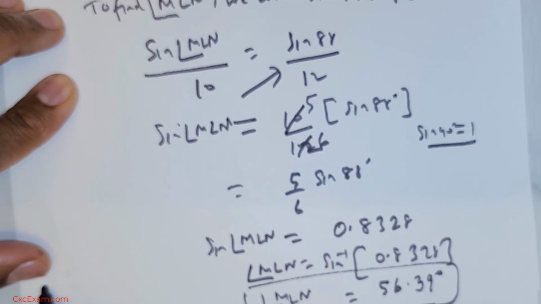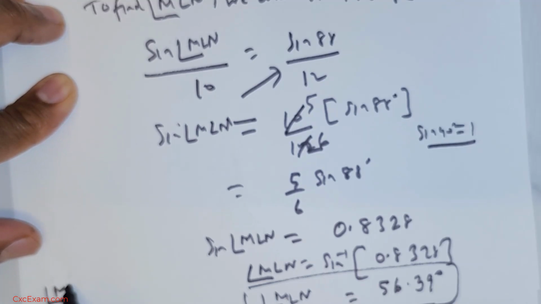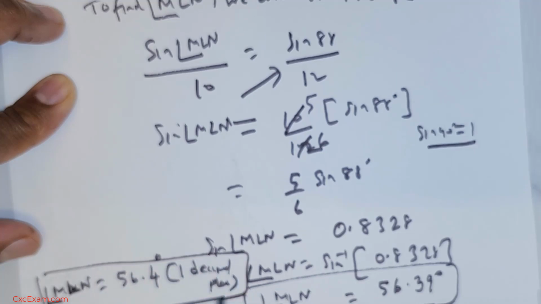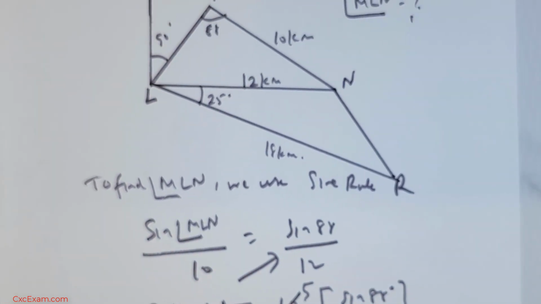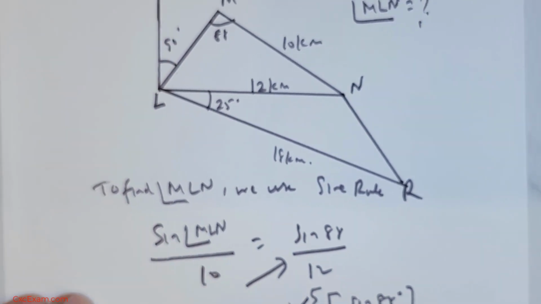Now after you have stated this, you can also state angle MLN is equal to 56.39, right? You take it as 4 decimal places and within parentheses you write 1 decimal place. Okay, that's for the angle, and you also box this. You're given it for 2 decimal place and 1 decimal place. That's fair enough.